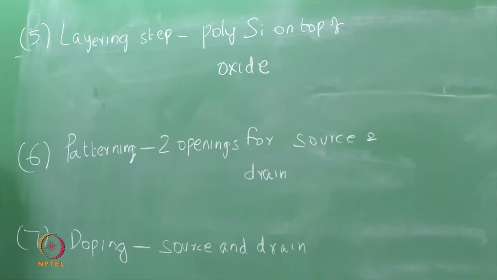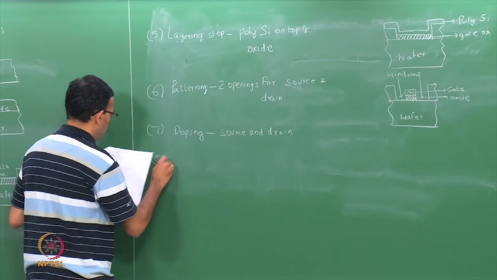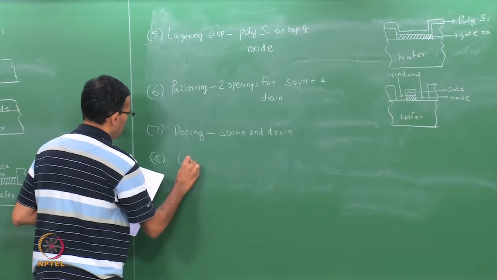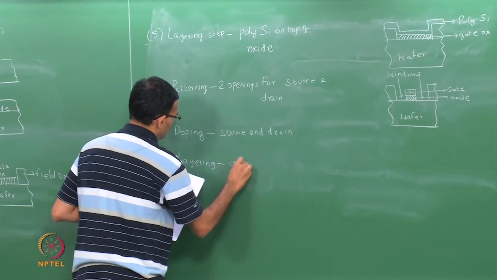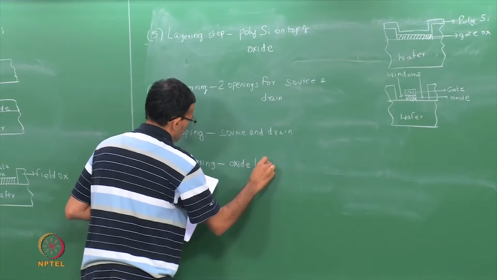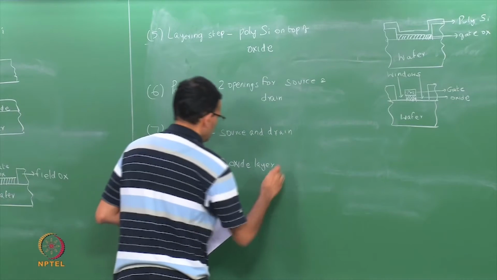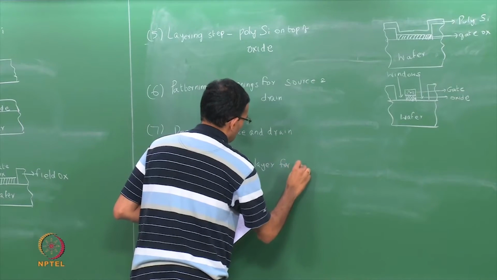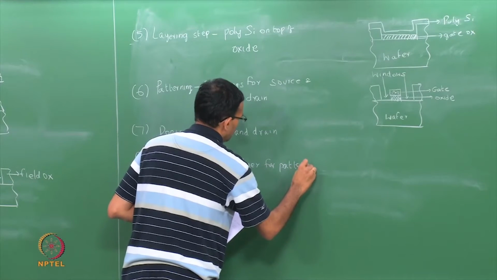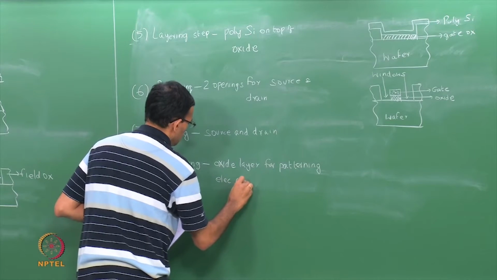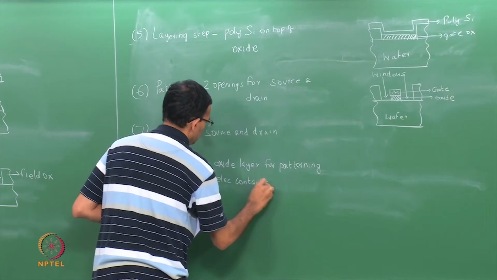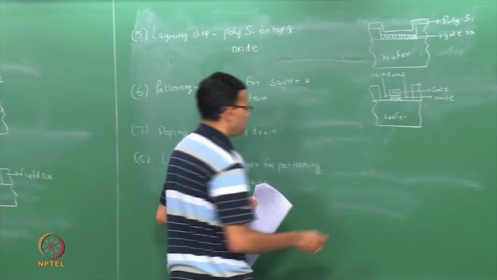So after doping, you again have to pattern in order to make the electrical contacts. So the first step to do that patterning is layering. So you grow an oxide layer on top. So this is for patterning electrical contacts. So let me draw that.